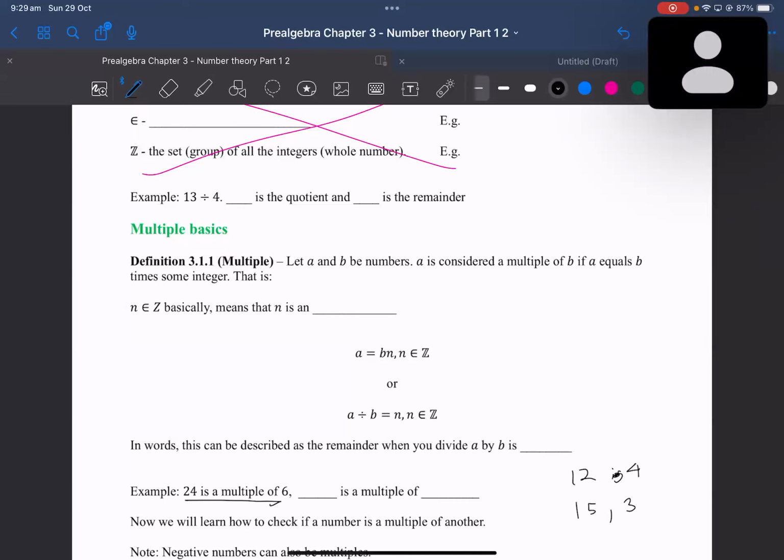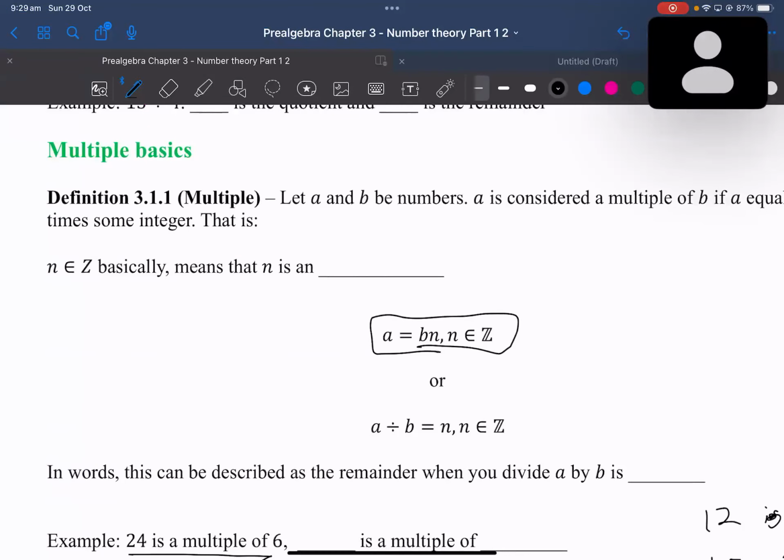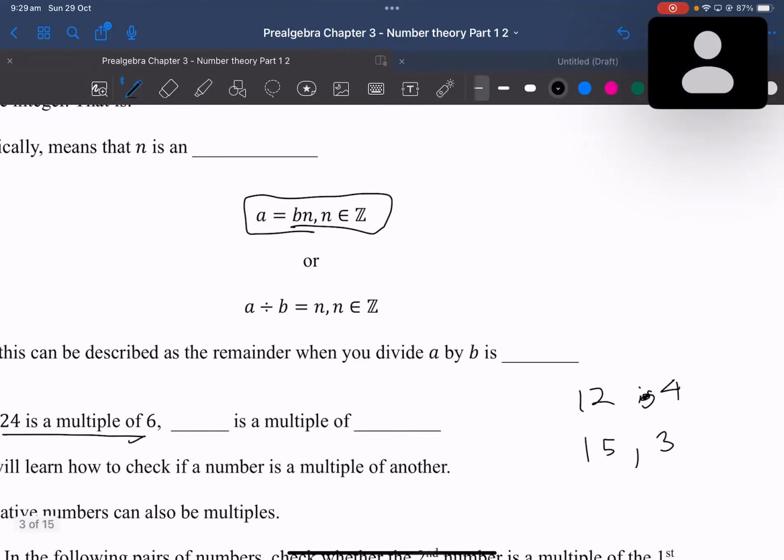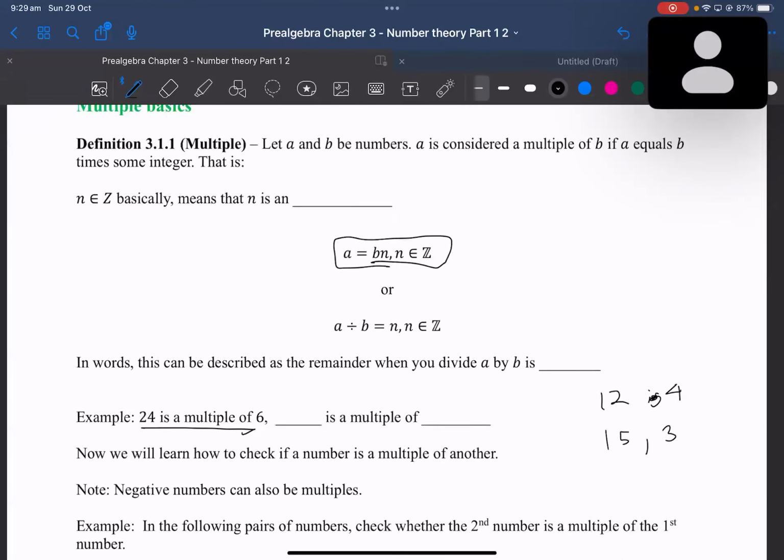You guys already know this one: A equals B times another whole number. But another way to think about it is when you divide A by B, you get a whole number with no remainder. When you divide 24 by 6, you get 4, remainder 0. When you divide 12 by 4, you get 3, remainder 0.